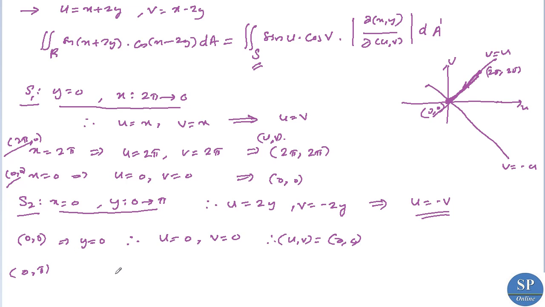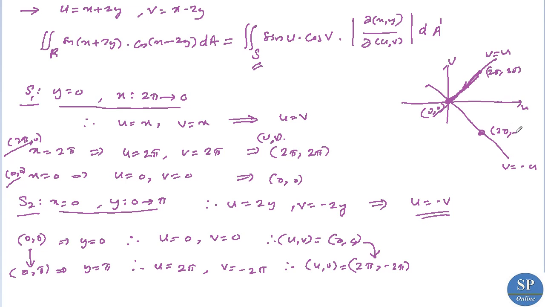To find the image of (0, pi), we have here y equal to pi, therefore u equal to 2y, that is u equal to 2 pi, and v equal to minus 2 pi, because v equal to minus 2y here. Therefore the corresponding point is (u, v) equal to (2 pi, minus 2 pi). That means as we move in the xy plane from (0, 0) to (0, pi), we move in the uv plane from (0, 0) to (2 pi, minus 2 pi). So this is the point (0, 0), and (2 pi, minus 2 pi) will be this point.